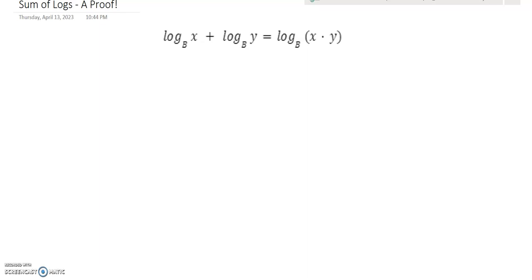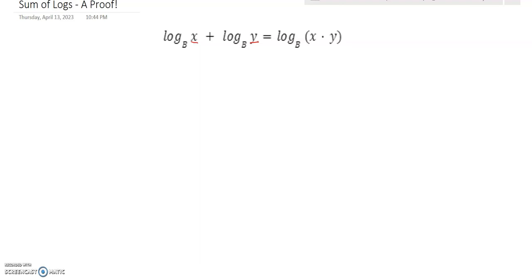All right, in this video, we're going to prove that this property of logs, the sum of logs, actually does work. So, quick overview of the sum of logs. Anytime we take two logs with the same base and we're adding them together, essentially what we can do is take the argument, or the thing inside each log, and multiply them together. So what this allows us to do is to take two separate logs, as long as they have the same base, and combine them into one and simplify expressions.